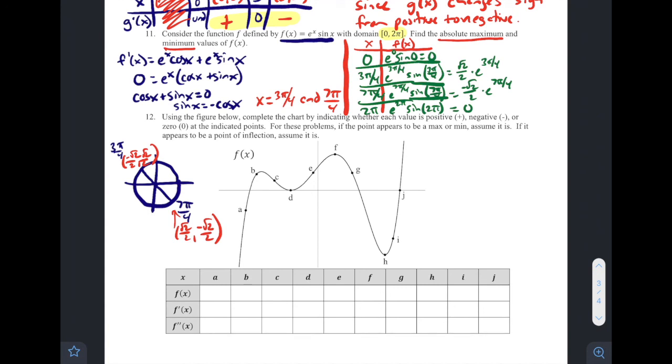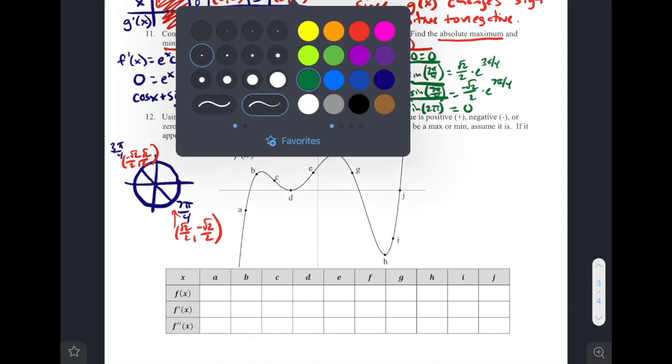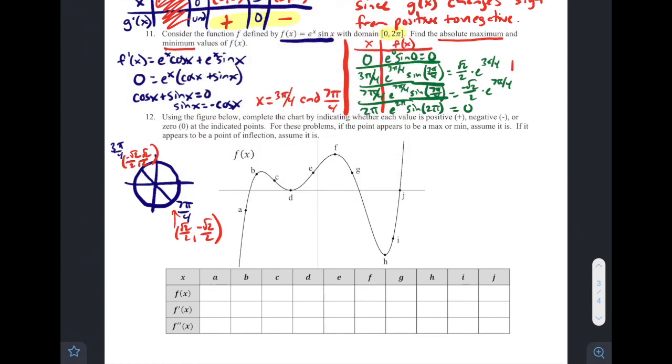So what do we see? We see that we've got these 0 outputs at 0 and 2 pi. Here we have a positive value that's bigger than 0. Here we have a negative that's lower than 0. So that's telling me that the max is going to be at 3 pi over 4. And the min is going to be here because that's the only negative value that we've got, which is going to be at 7 pi over 4.